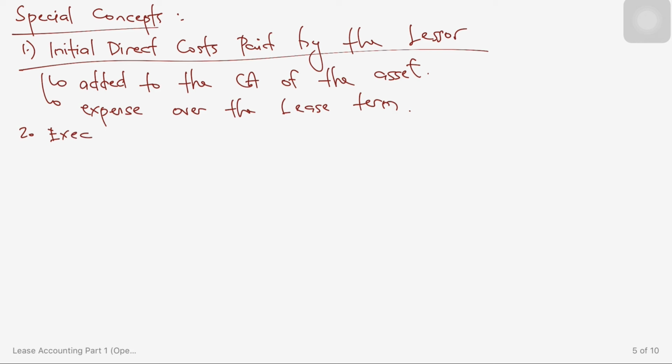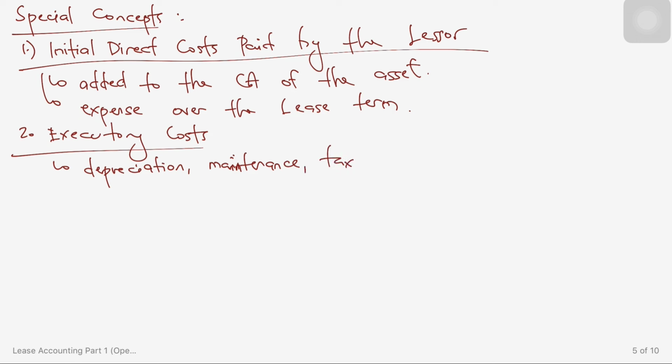Pangalawa is yung mga tinatawag po natin na executory cost. So, sir, ano po yung mga executory cost na yan? Well, executory cost, these are the costs that are incurred by the lessor in maintaining the asset. Sir, ano yung mga example niyan? Ito po yung mga depreciation. Ano pa? Ito yung mga maintenance or repairs. Repairs and maintenance. Ano pa? Taxes, etc. Marami pa. Okay? So, these costs that are incurred by the lessor in maintaining or in owning the asset will be what? Will be expensed as incurred.